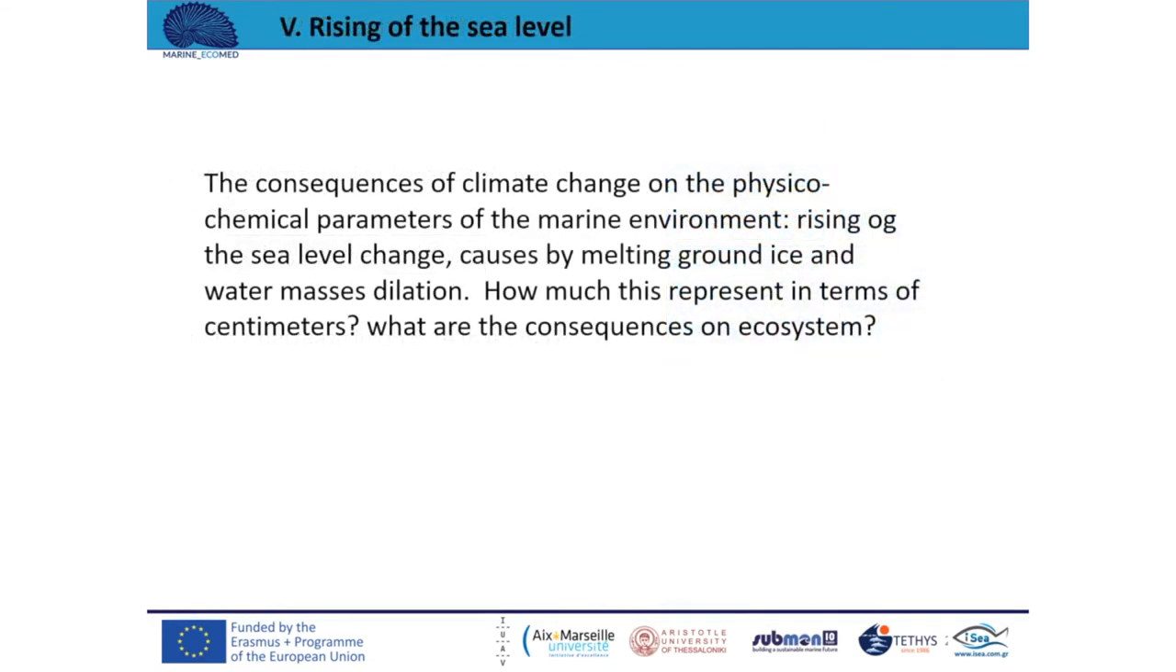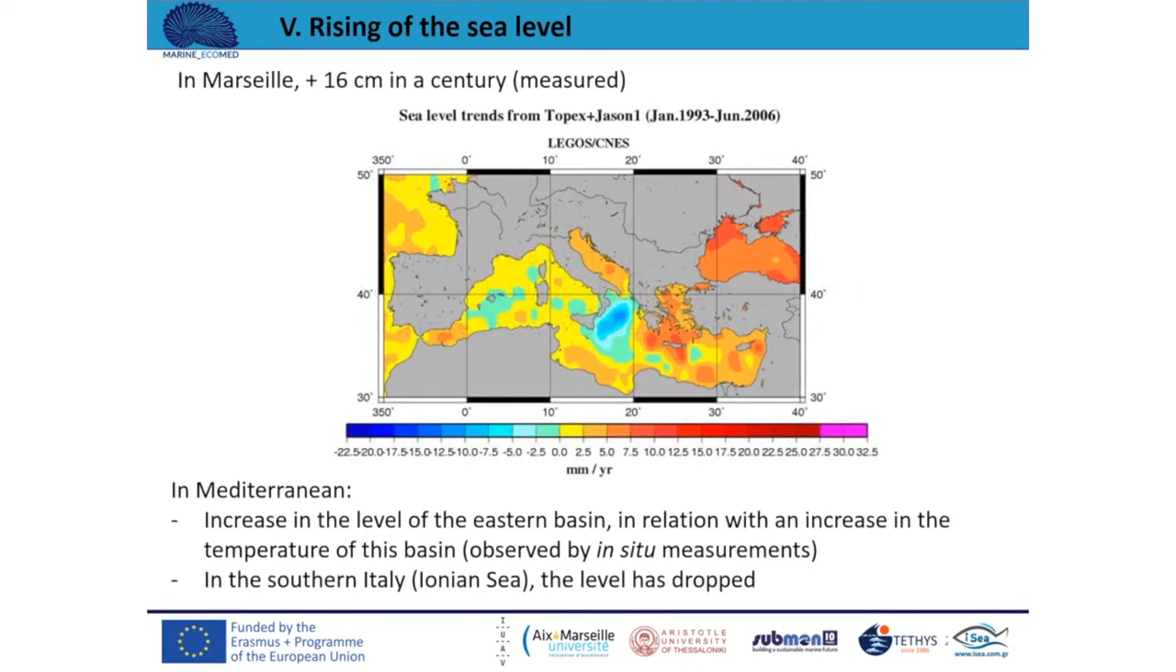The last point that we are addressing here is the rising of sea level caused by the melting of ground ice and water mass dilatation. How much does this represent in terms of centimeters, and what are the consequences on ecosystems? In Marseille, the sea level has risen 16 centimeters in a century. In the whole Mediterranean, the rising is not the same.